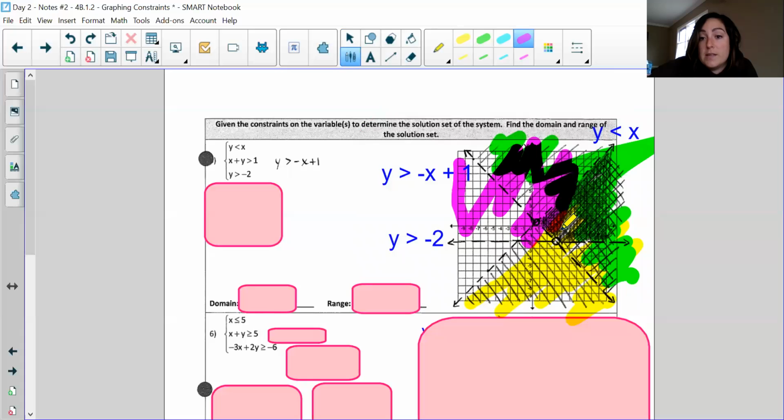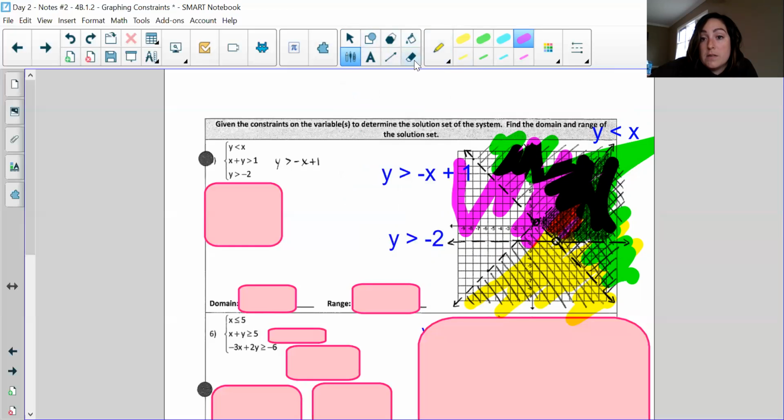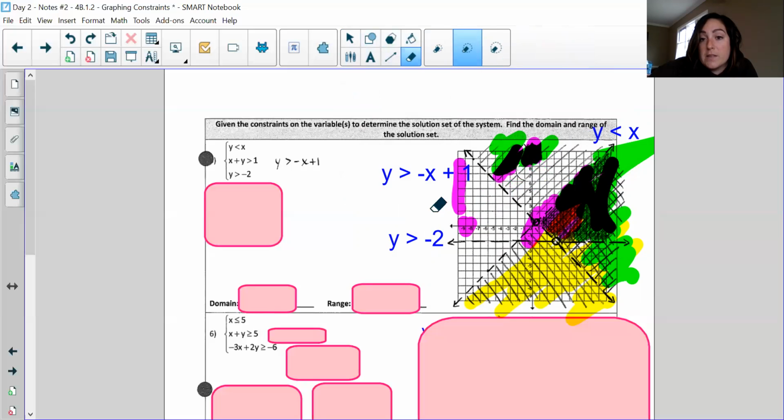Now notice this is super sloppy when I have everything graphed. I strongly suggest that you only graph the overlapping parts so that it's very obvious to see what our final answer is. So our final answer is going to be this section here that is below y is less than x, above y is greater than negative x plus 1, and above y is greater than negative 2.